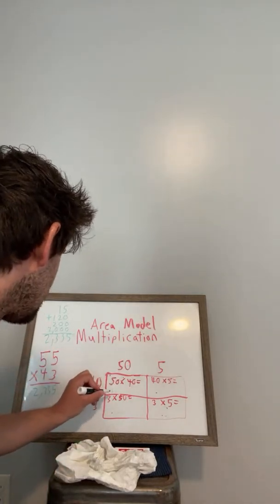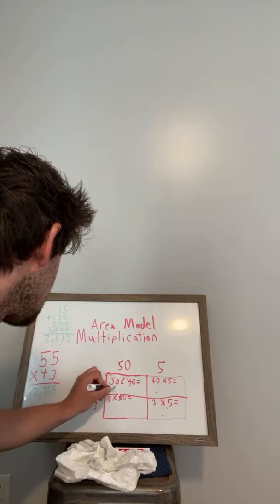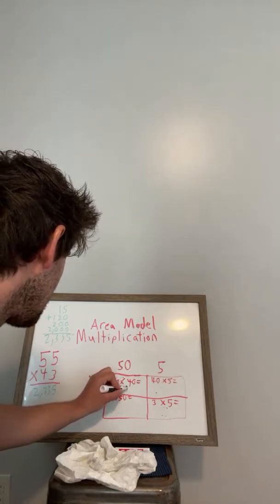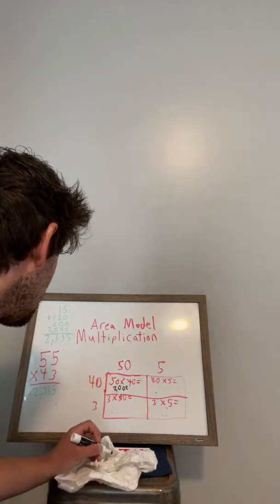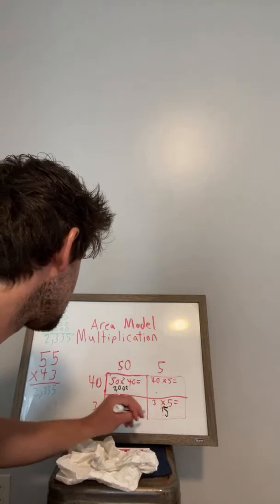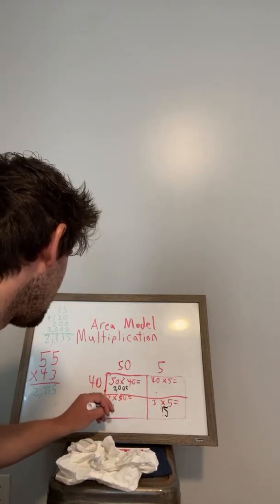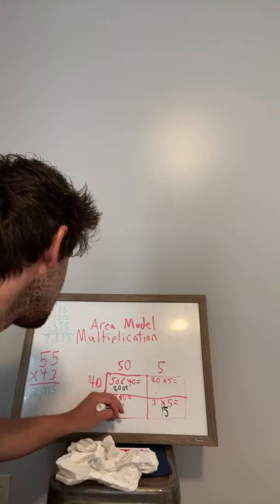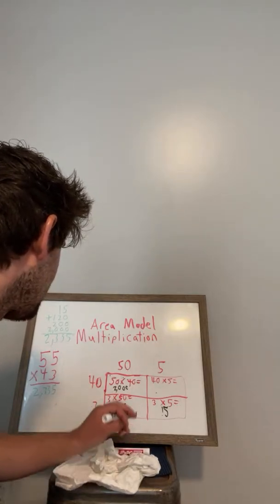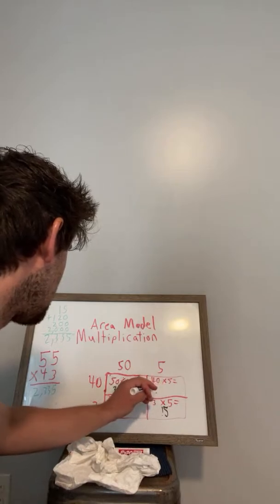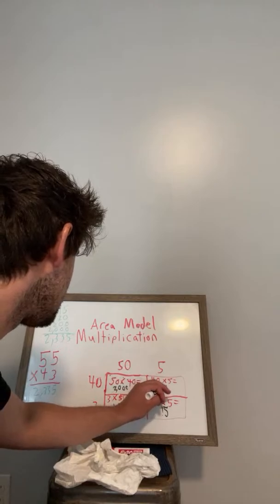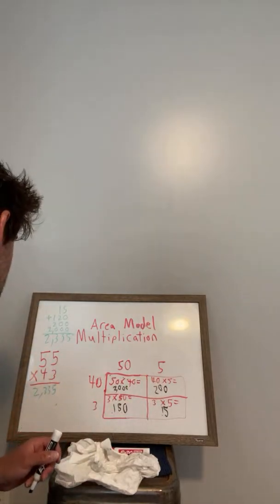Alright, so 50 times 40 equals 2,000. 5 times 4 is 20. We got 2 zeros. So that part was right. 3 times 5 is 15. 3 times 50, we multiply 3 times 5 and add a 0. Four times 5 is 20, add a 0. We have 200.